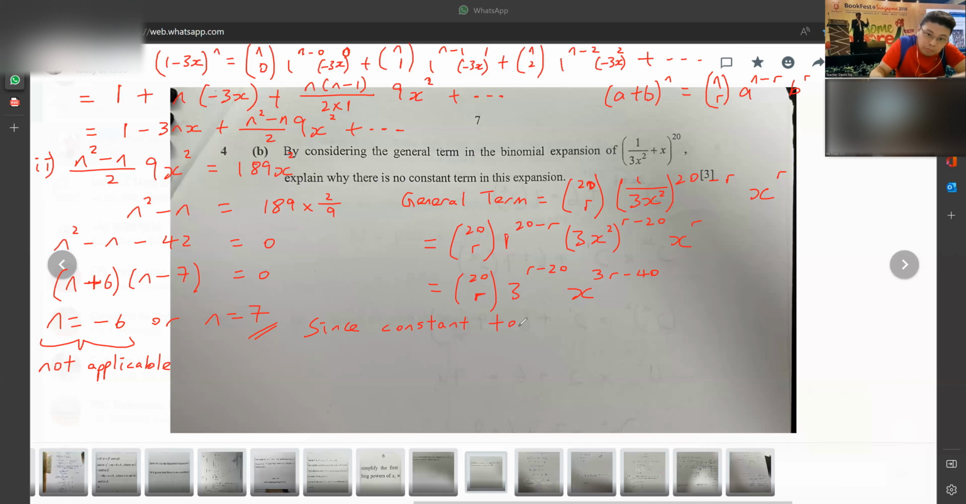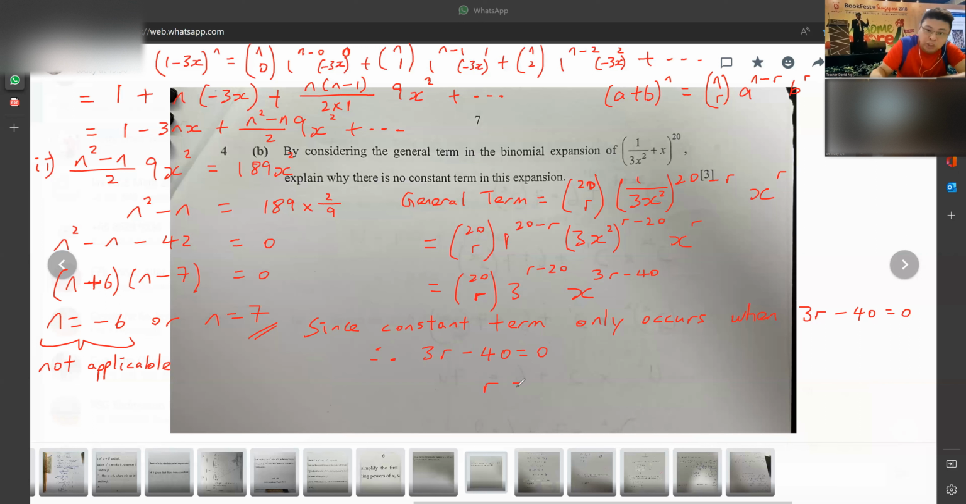Since the constant term only occurs when your 3r minus 40 is 0, you equate 3r minus 40 to 0 and solve for r. What happened to your r?